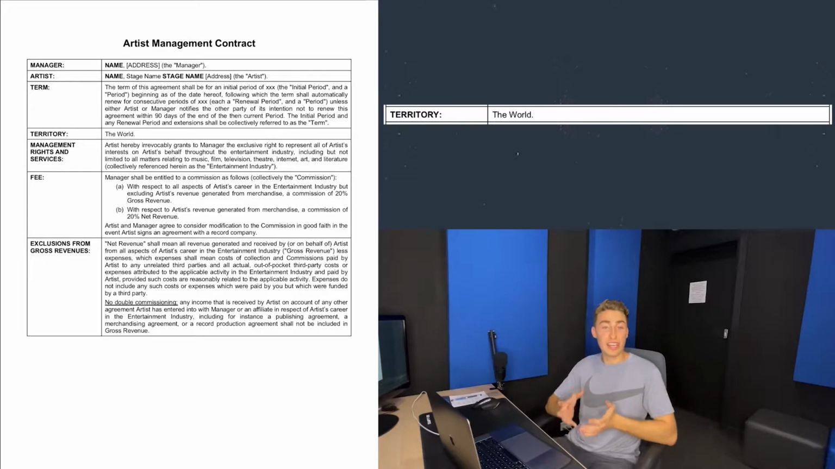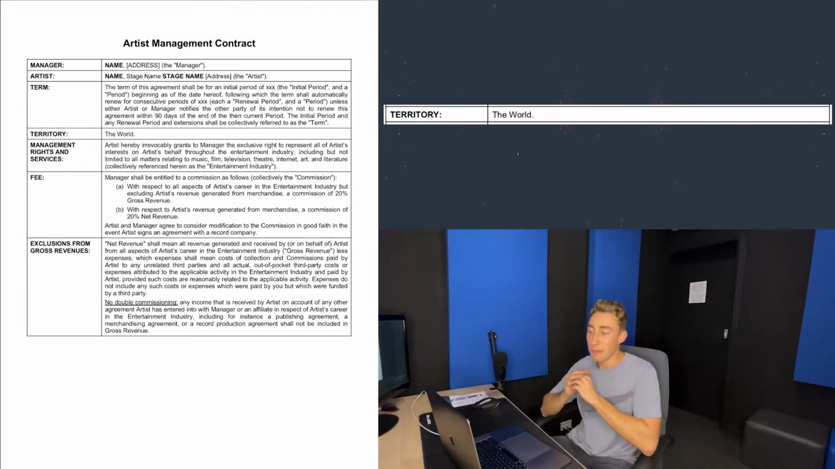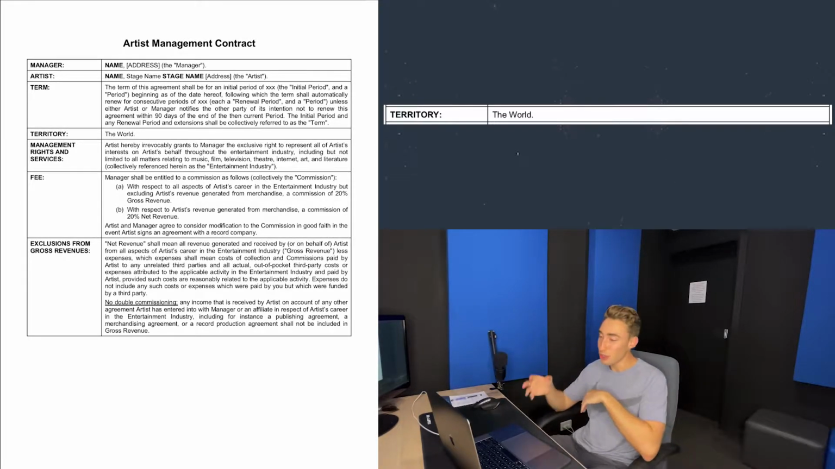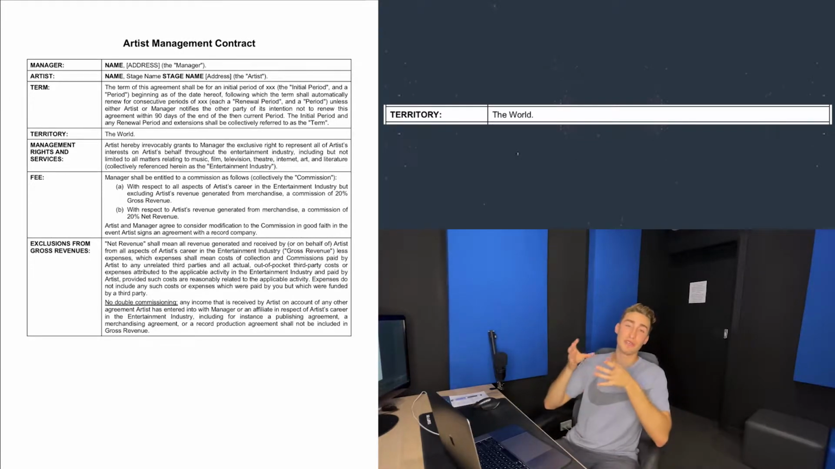Now, we move on to the next section, the territory. The territory of this contract is outlined as the world. So a lot of people use different terms in here. It could be the universe, but the world, it all means the same thing. You are covered throughout the world for this contract. It is not set for a specific jurisdiction.